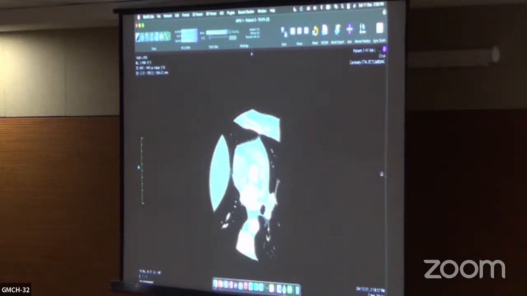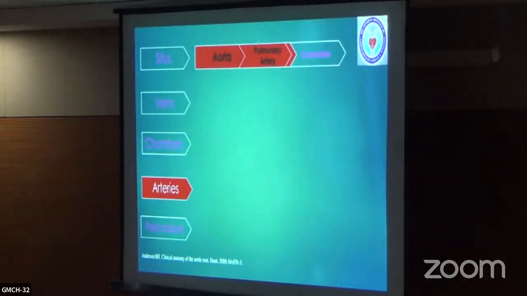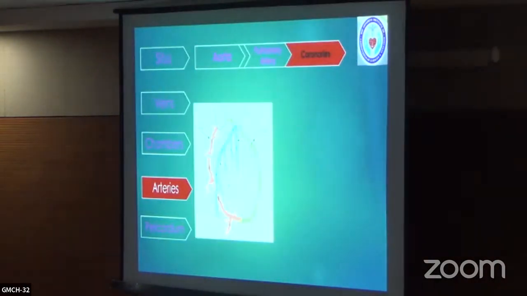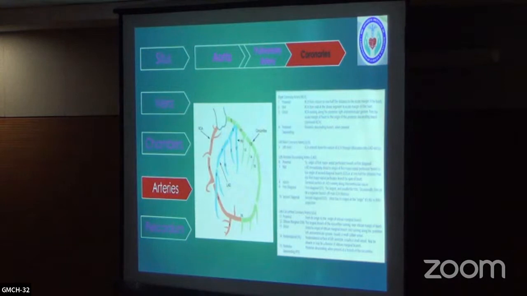Okay, similarly, the pulmonary valve has three sinuses, but they don't generally, normally give rise to coronary arteries. Okay, so we move on to the coronary arteries now. So the coronary arteries are, like I said, the right coronary artery arises from the right coronary cusp, and the left arises from the left coronary sinus.